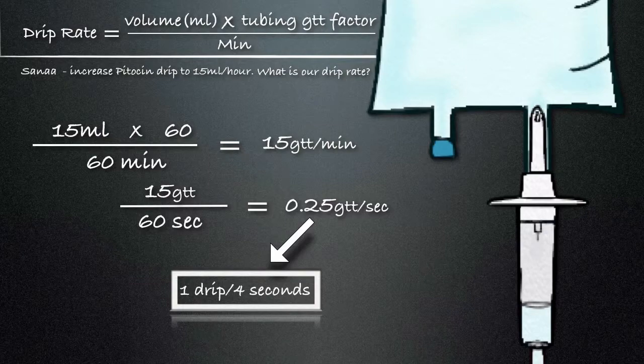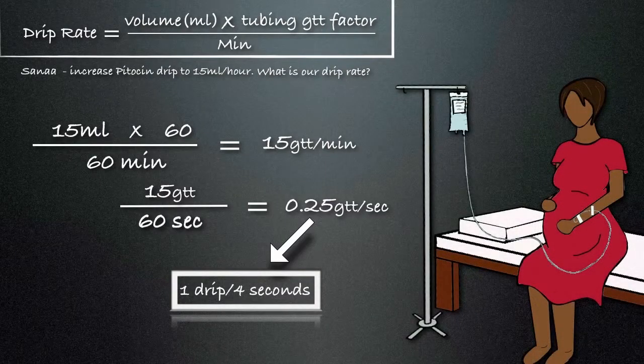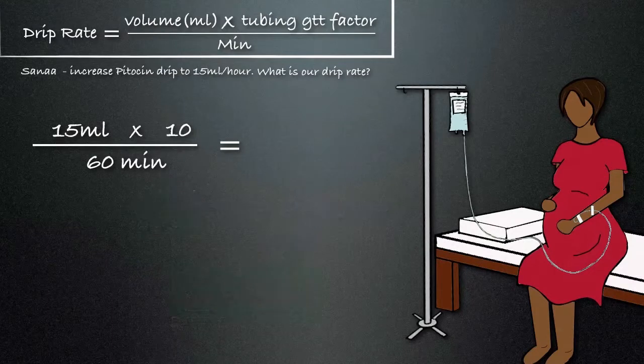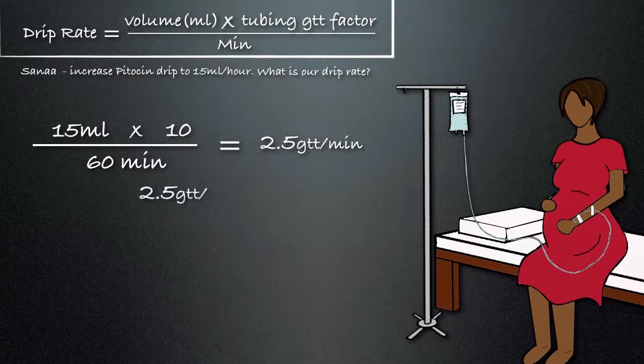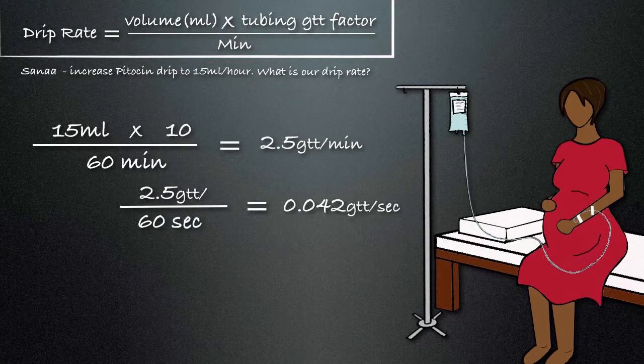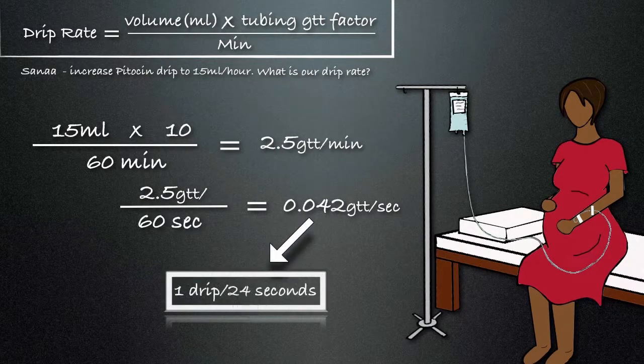Just to show you, if our Pitocin drip had been set up using macrodrip tubing, 10 drips per ml, our drip rate would come out to 2.5 drips per minute, or 1 drip every 24 seconds. There is absolutely no way that you could regulate a constant drip at this rate without an IV pump, so you can see where microdrip tubing becomes necessary for slow rates.